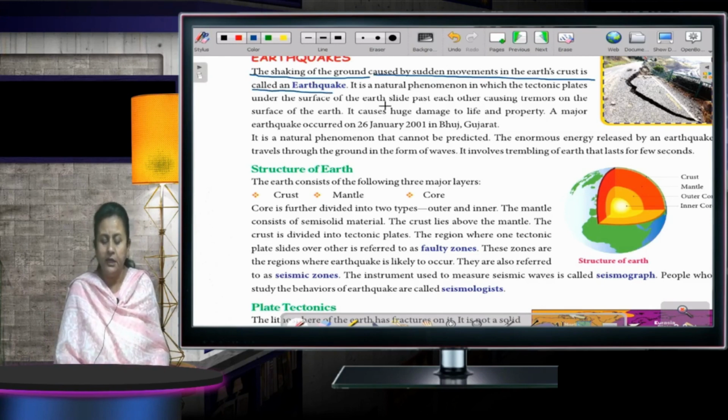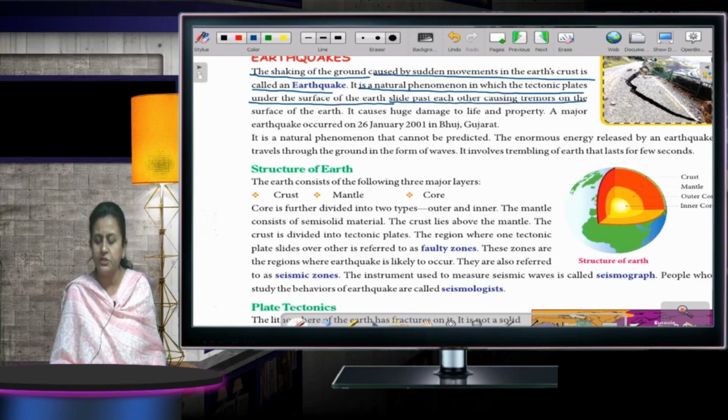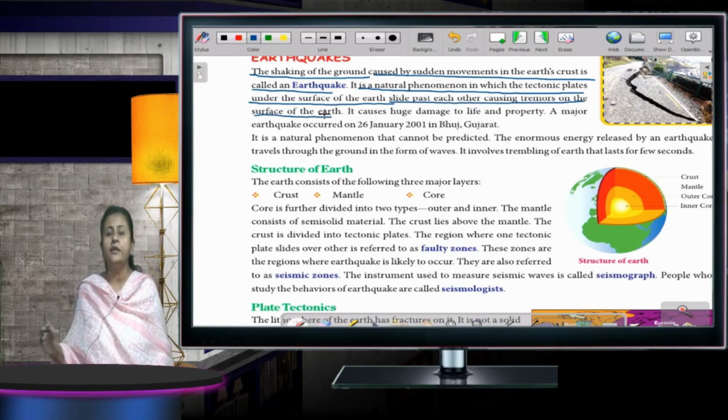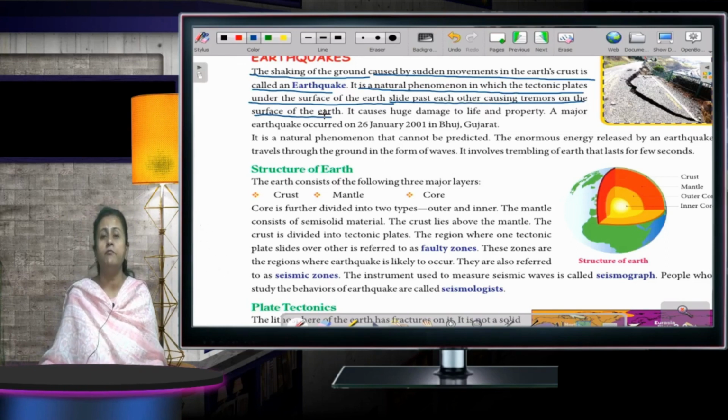Okay. It is a natural phenomenon in which the tectonic plates under the surface of the earth slide past each other, causing tremors on the surface of the earth. And whenever an earthquake is there, a huge loss of both life and property occurs. Fine. Now we'll talk about the structure of the earth. The earth consists of the following three major layers.